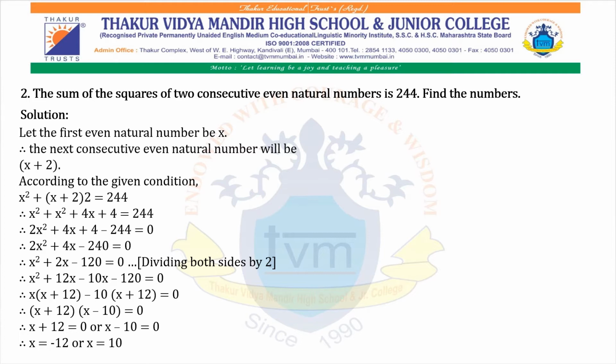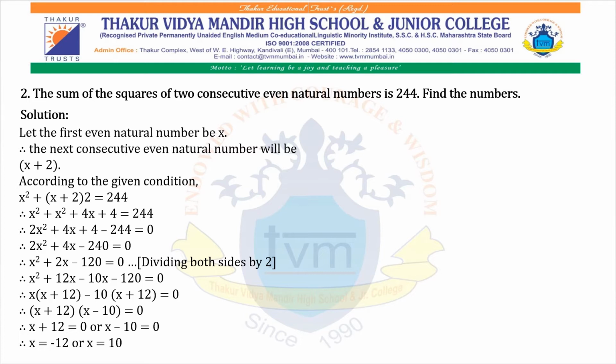Therefore, 2x square plus 4x plus 4 minus 244 is equal to 0. Therefore, 2x square plus 4x minus 240 is equal to 0. Therefore, x square plus 2x minus 120 is equal to 0. We have divided both the sides by 2. Therefore, x square plus 12x minus 10x minus 120 is equal to 0. Therefore, x(x plus 12) minus 10(x plus 12) is equal to 0.